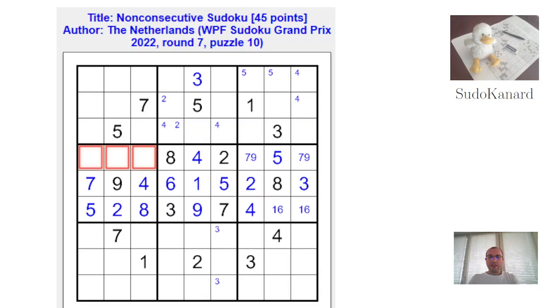Alright, here I need 1, 3, and 6. Let's look. 6 is not next to the 7, but this is not a 1 just because of this one. This is not a 3 because of the 4. So that's a 6, and I think that's it for this.